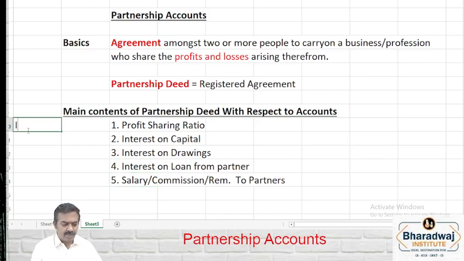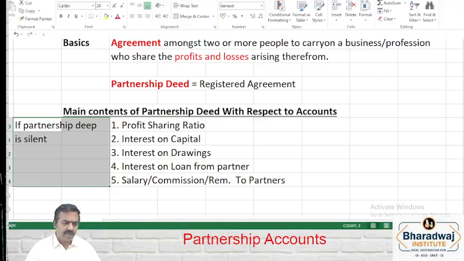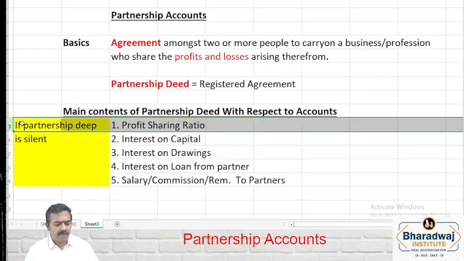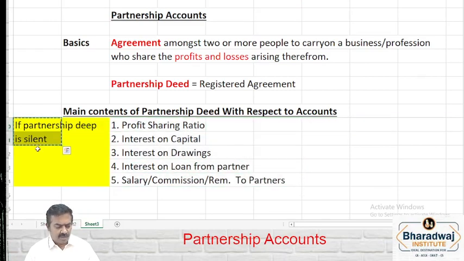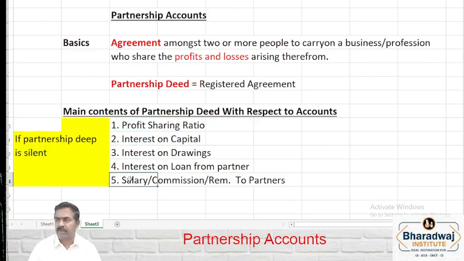Let's assume the partnership deed is silent. What do you mean by the partnership deed is silent? The partnership deed does not mention all these things. In the partnership deed, they have not mentioned what the profit sharing ratio is, what the interest on capital is, what the interest on drawings is, what the interest on loan from the partner is, what the salary or commission payable to the partner is. They registered it without mentioning anything.